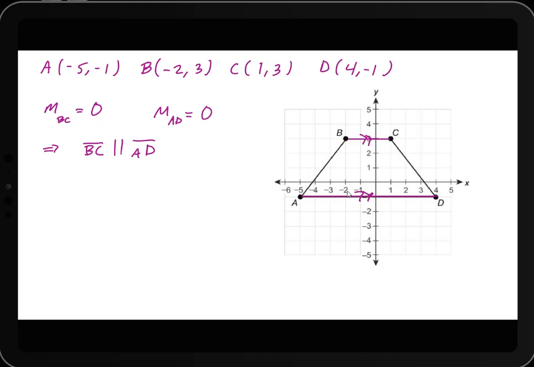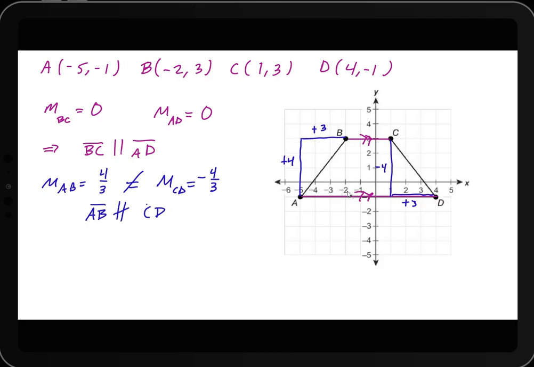and CD, if you look at their slopes, their rise, it goes up by 4, and then it goes over by 3. And then this one goes down by 4, and it goes over by 3. So what does that tell me? Well, it tells me that the slope of AB is a positive 4 over 3, and the slope of CD is negative 4 over 3. And it should be plus 3, by the way. I apologize for that, because it goes to the right by 3. So that tells me that because those are not equal to each other, AB is in fact not parallel to CD. So we have only one pair of parallel sides, so that means it's a trapezoid.